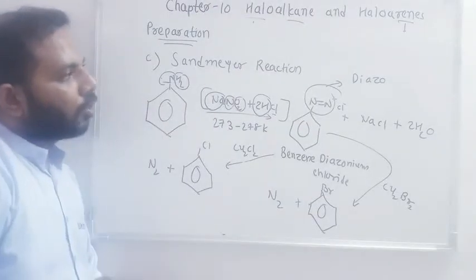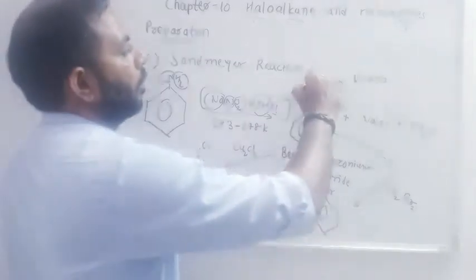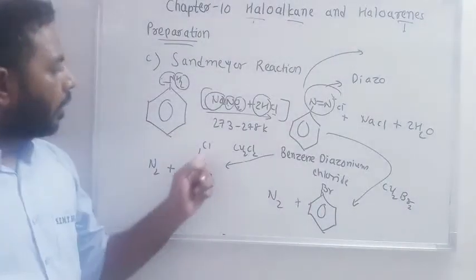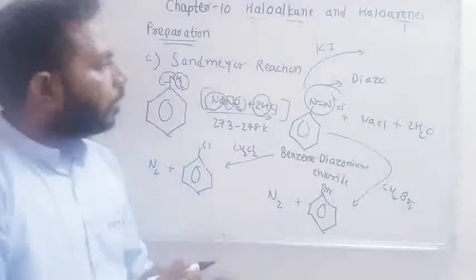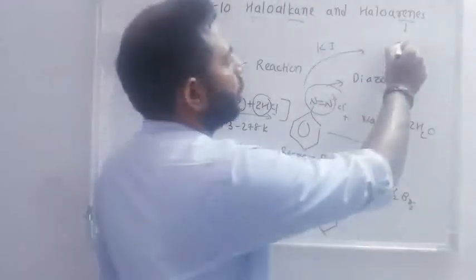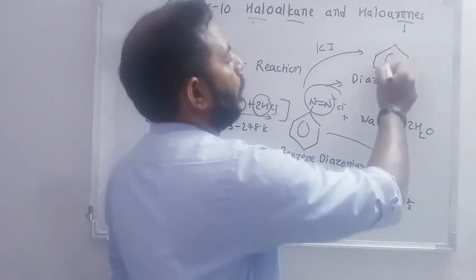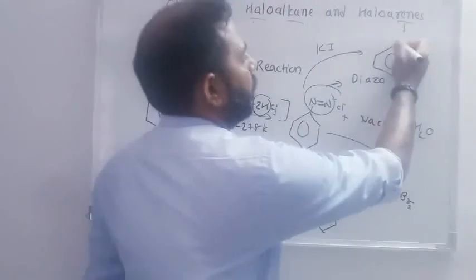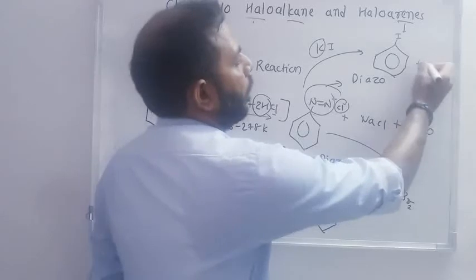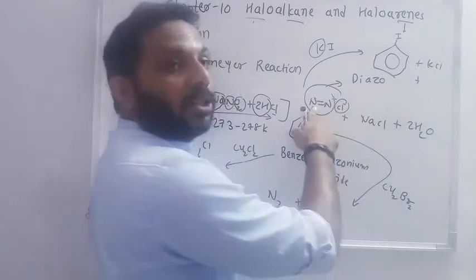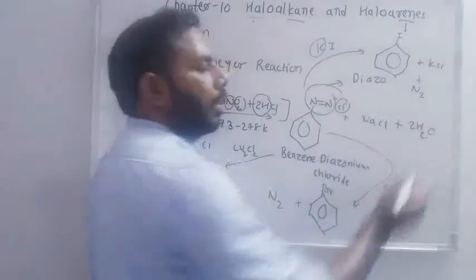But for the formation of iodobenzene, we don't need Cu2X2. Only potassium iodide is needed. So this is iodobenzene. K plus from here, Cl minus from here will form KCl, and the diazo group, as said, will be released in the form of N2. So we have formed chlorobenzene, bromobenzene and iodobenzene.